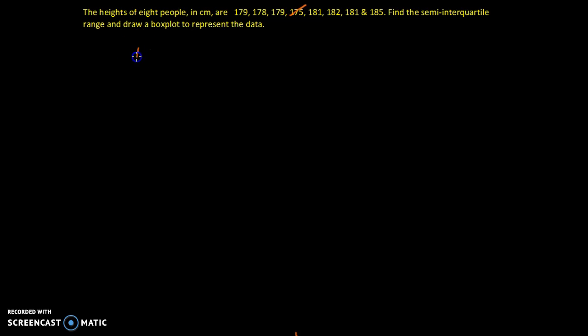So let me score them off as I do them. So 175 is our first height. Next height in order is 178. Oh yeah, that's one thing I didn't mention earlier. The heights have to be in order, or the data has to be in order before we can work out the quartiles. So 179, 2 179s. And then we've got 2 181s. And we've got a 182 and a 185.